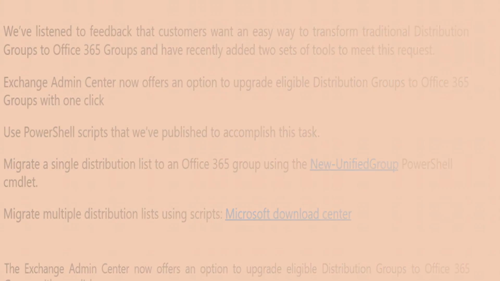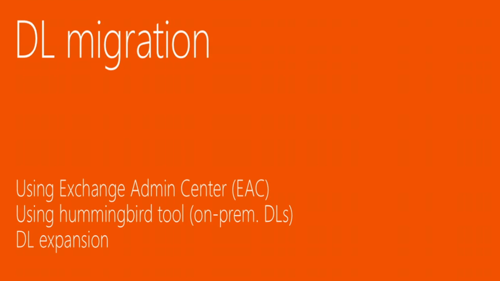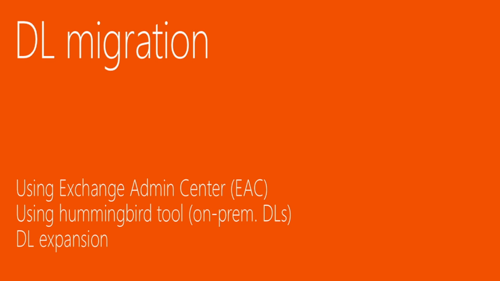So in the next set of demos, what we want to show you is actually 3 things. One is how to use Exchange Admin Center to create Office 365 groups. This is a new feature that we created. And also look at how to migrate your on-prem DLs using a tool called Hummingbird tool.